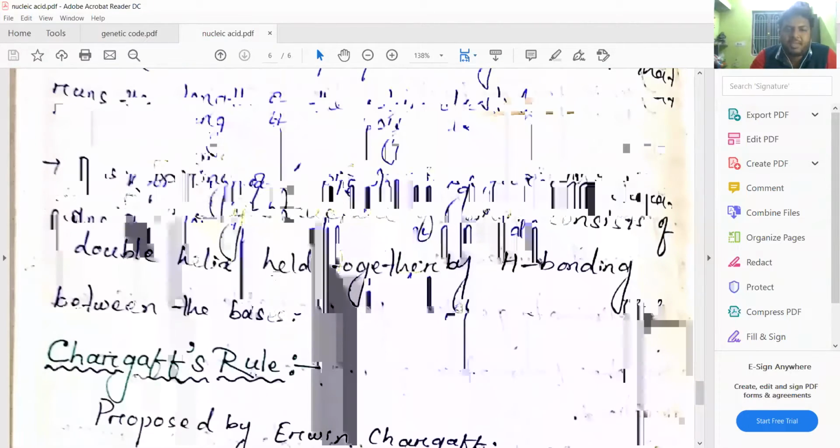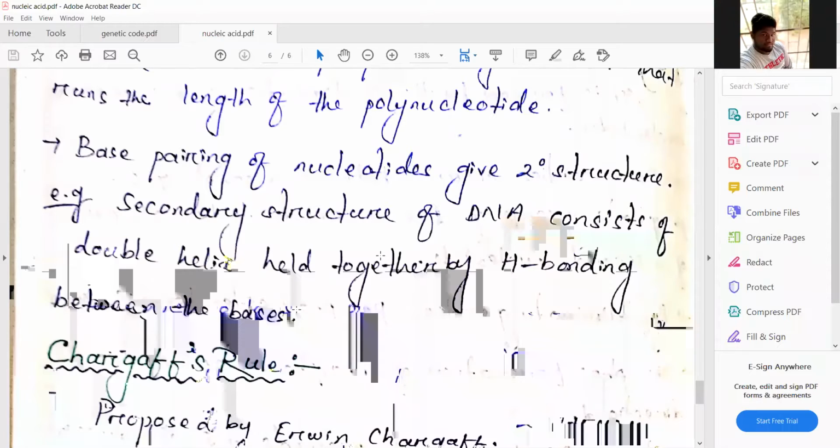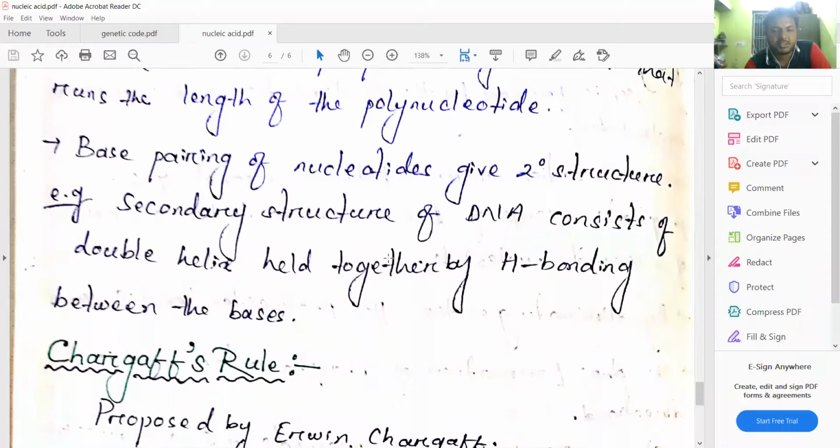After base pairing, the nucleotides give the secondary structure. What is the secondary structure? The secondary structure of DNA consists of a double helix held together by hydrogen bonds. In the case of A and T, 2 hydrogen bonds are there, and between G and C, there are 3 hydrogen bonds, a triple bond.